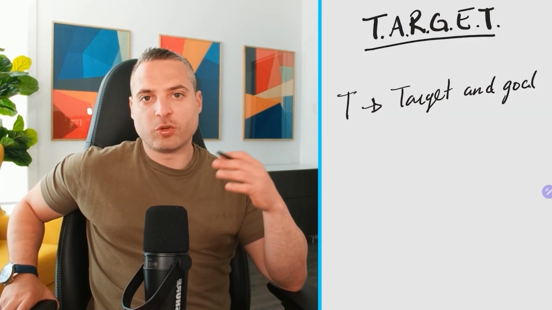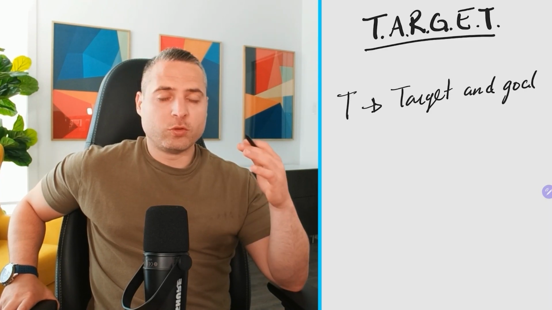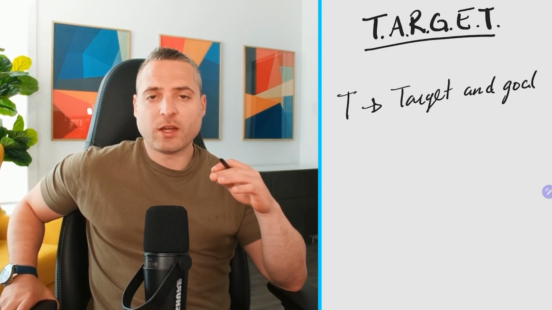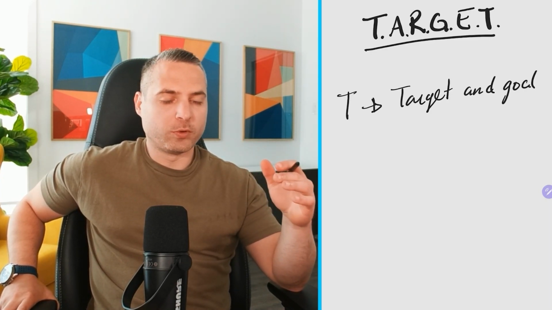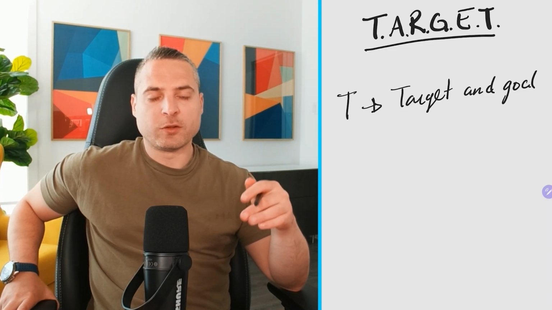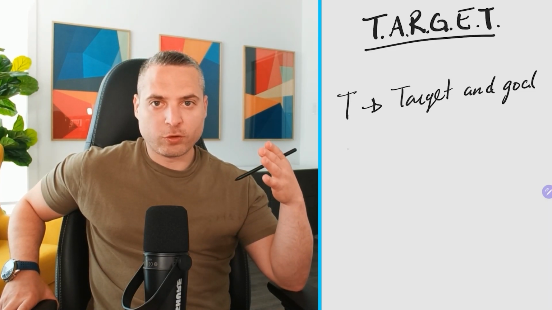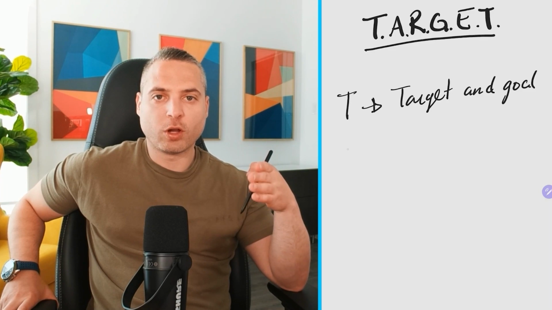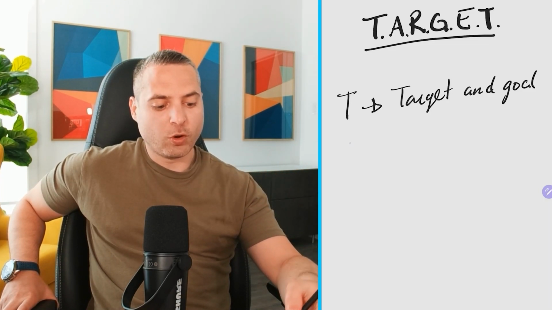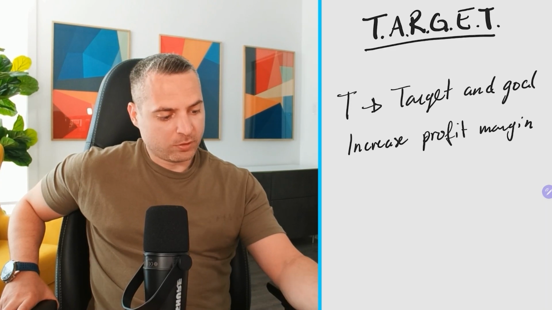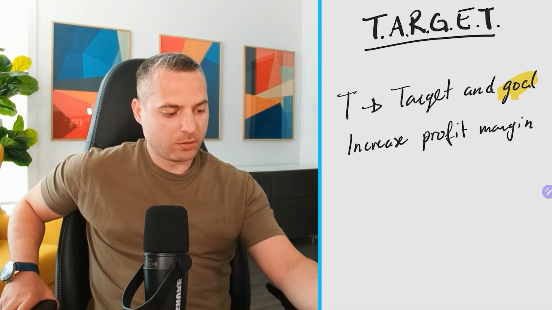So step number 1, T of the Target Framework, is target and goal. One of the main reasons your data analyses don't generate any results is that you don't know what you're looking for. You go in there, you're kind of clicking around with no real purpose. So let's first set a goal so that our data analysis is looking for something very specific. We're trying to solve a very specific problem. So a goal would be, let's say, increase profit margin. So that would be a goal.